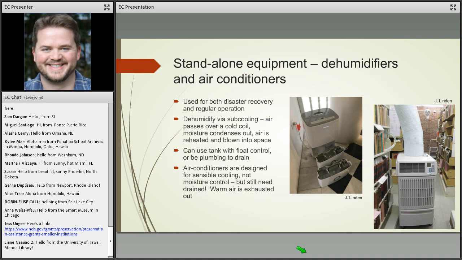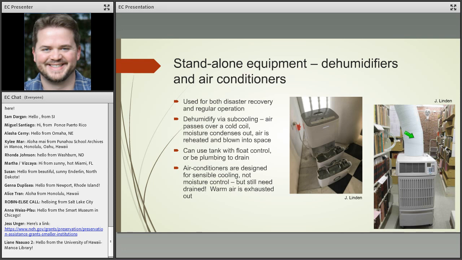Over on the air conditioning side, these are designed for sensible cooling, not necessarily moisture control. The process is very much the same, but instead of exhausting that warm, dry air out into the space, if you see this trunk here, this is where the warm air is being exhausted up out of a vent. It needs direct outside access, or access into usually some unconditioned portion of a building, outside ideally.